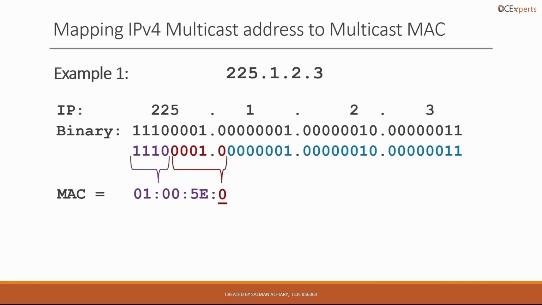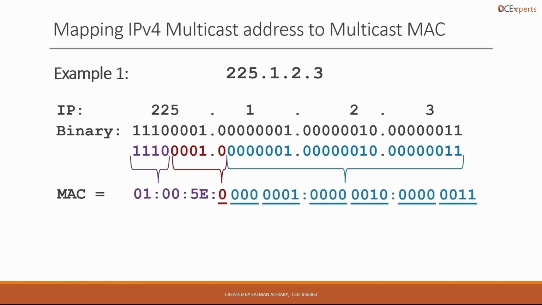So step number 4 is to copy the last 23 bits of the binary IP address into the last 23 bits of the MAC address, which is here. It is the same, 00001, the same, 0s10 and 0s11, exactly the same. So here we have 24 in hexadecimal, plus 1 here, plus 23. The total is 48 bits, right?